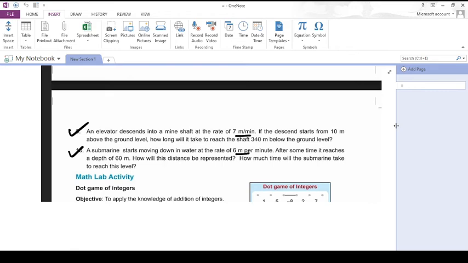Now next question, question number 10. A submarine starts moving down in water at the rate of 6 meters per minute. After some time it reaches a depth of 60 meters. So how will the distance be represented, and how much time will the submarine take to reach the level?